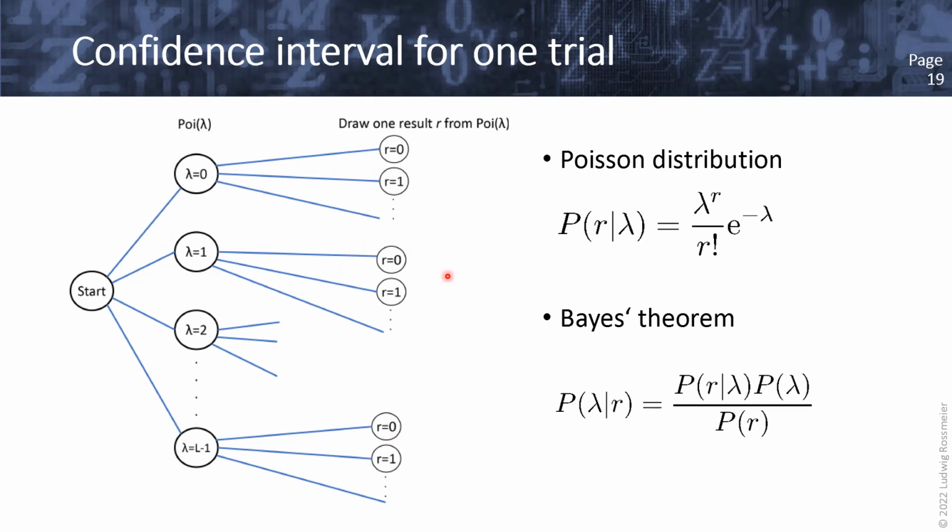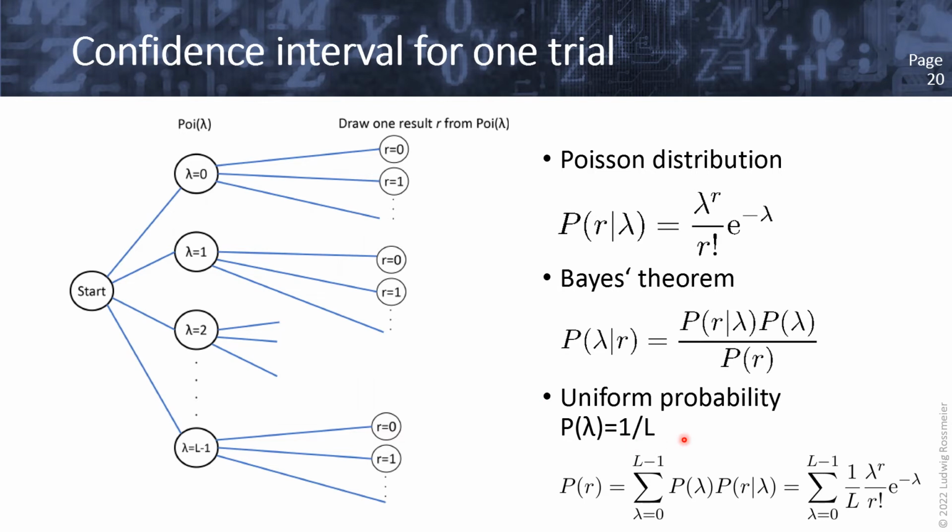Now what is still missing is the P of lambda. Since we know nothing about how the lambdas are distributed, I assume an equal distribution with a uniform probability. P of lambda is 1 divided by L. L is a so far unknown maximum number. From this, I can determine the denominator P of R.